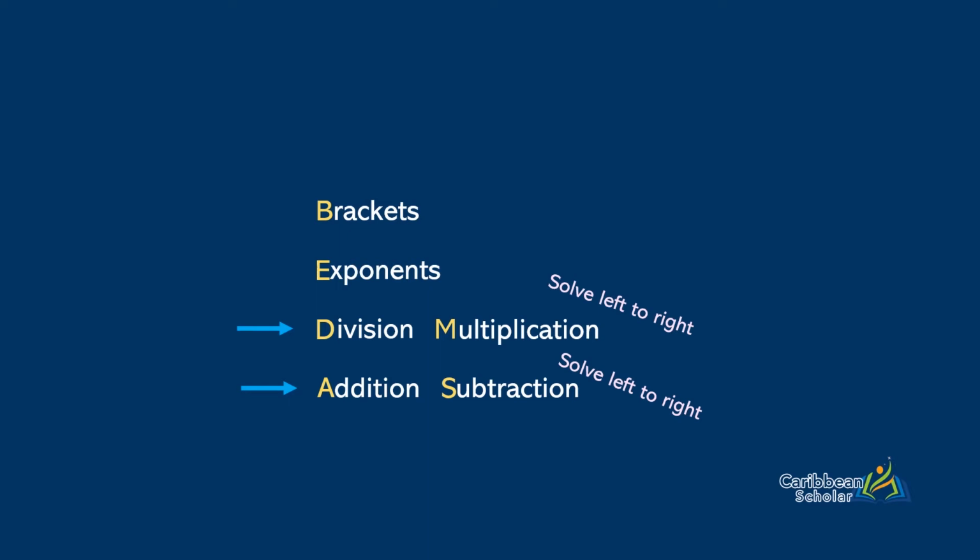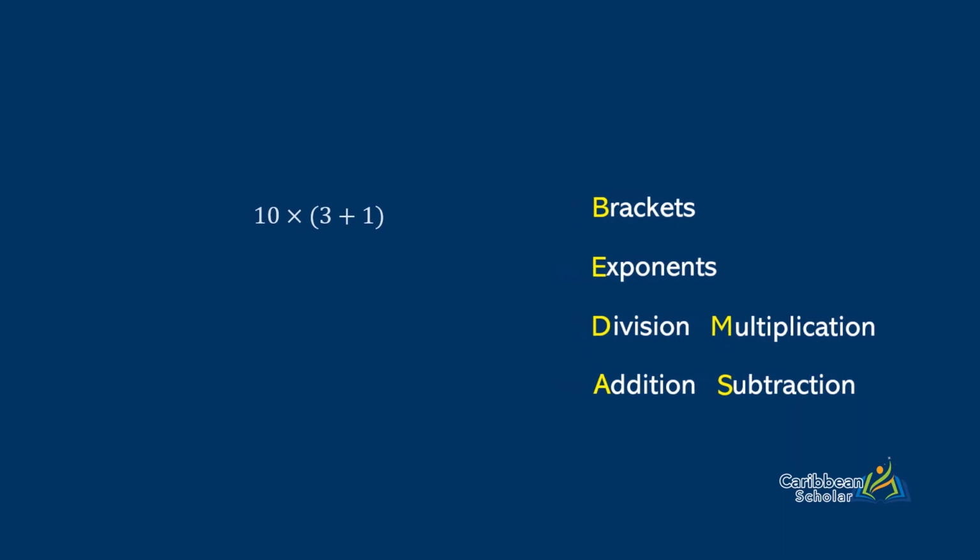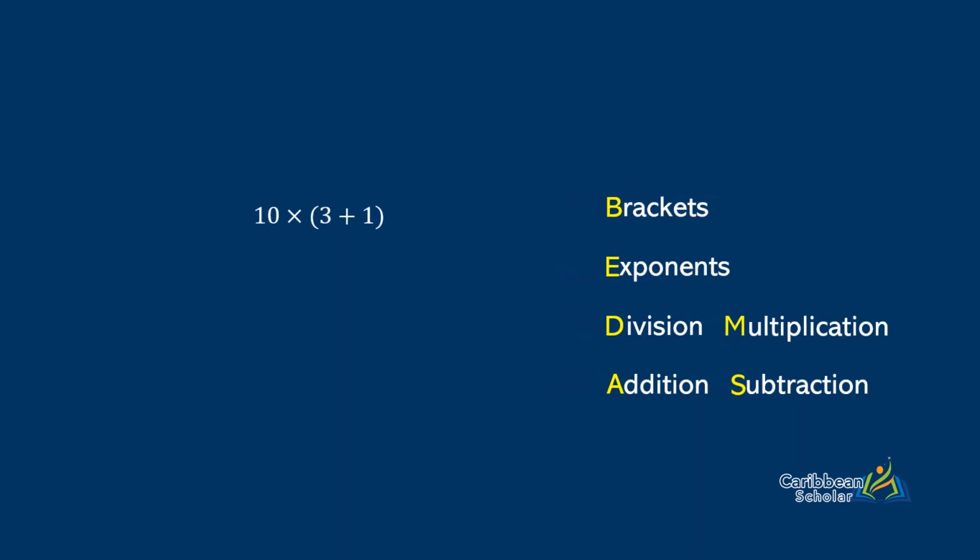Okay, let's do some practice. We have 10 times (3 plus 1). And first we scan for brackets. We see that 3 plus 1 is in brackets. So we will add these together first. That gives us 10 times 4. Now we check for exponents. No exponents. We check for division. No division either. So that brings us to multiplication. We do our 10 times 4, which gives us 40, and there you have it.